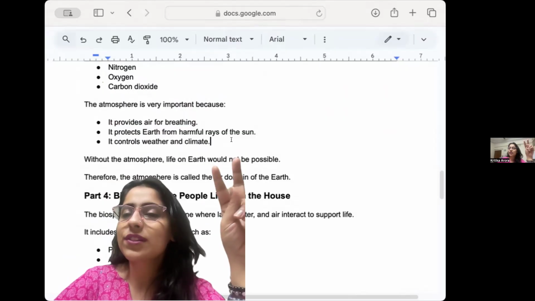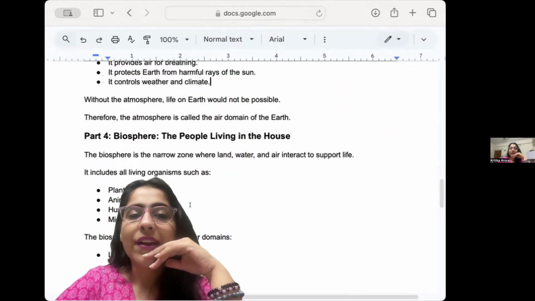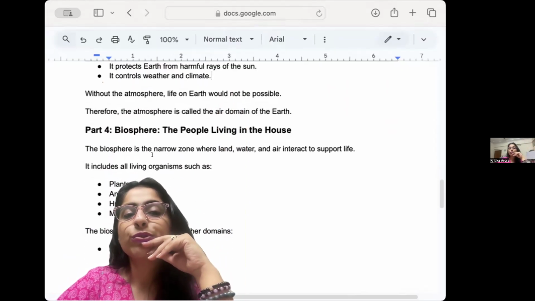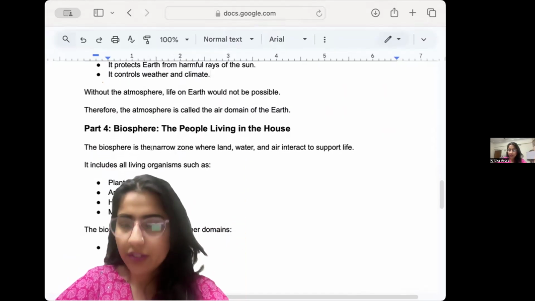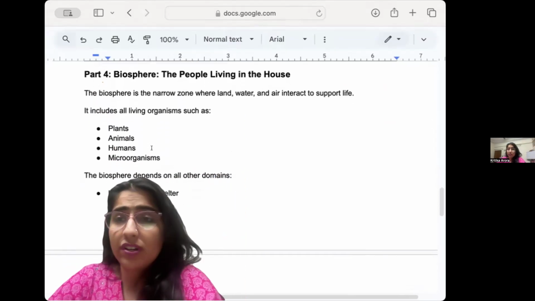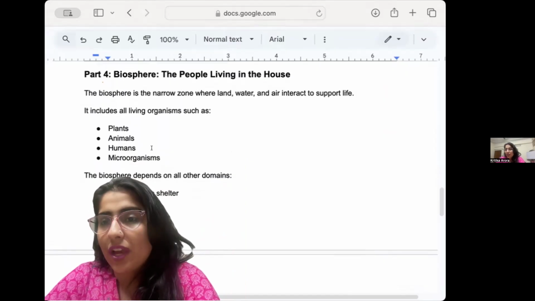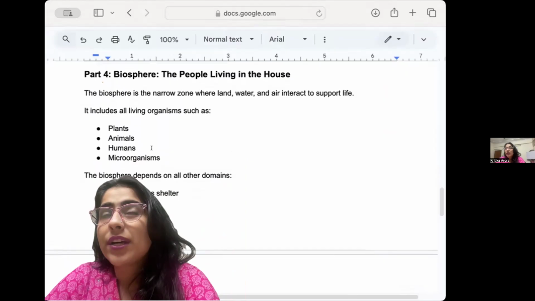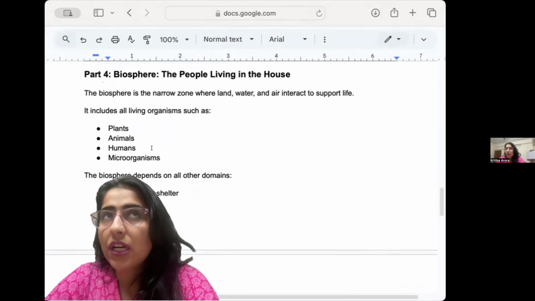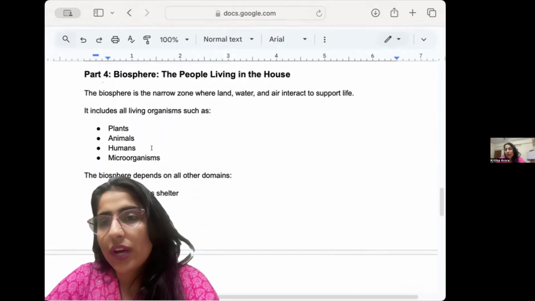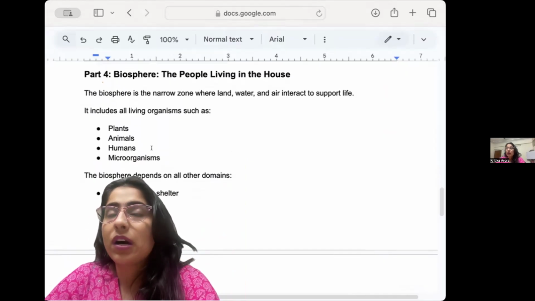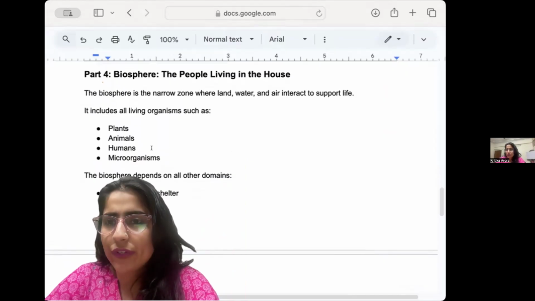So come in both of these layers. And now we are coming to the fourth layer, which is a very, very important layer. We say the cradle of life. So, biosphere. Now you must be thinking: we took the house as the Earth, the water system is the hydrosphere, and the cross ventilation, the air around the house, is the atmosphere.